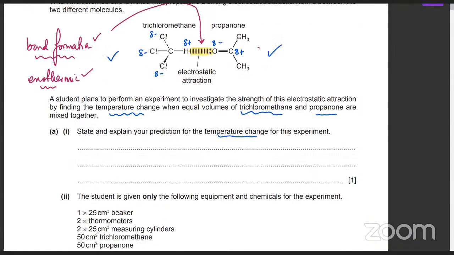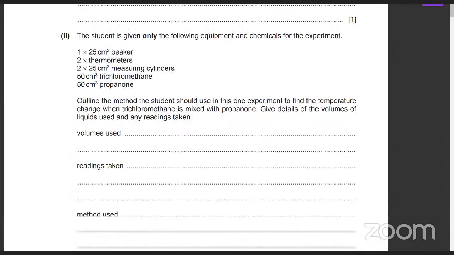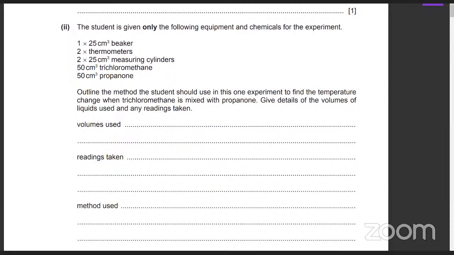And so now the next one is the student is given the following equipment: beakers, measuring cylinders and a thermometer. Outline the method the student should use in this experiment to find the temperature change when trichloromethane is mixed with propanone. Give details of the volume of liquid used and any readings that are taken. So I guess volumes used. You've got a 25 cm3 beaker, right? So basically the only thing you have to be worried about is that your two volumes of trichloromethane and propanone don't exceed 25 cm3.